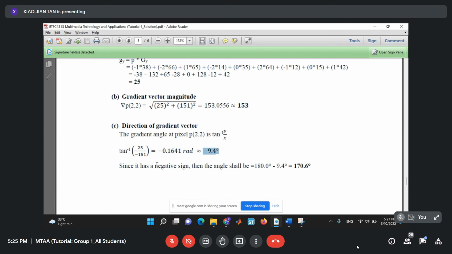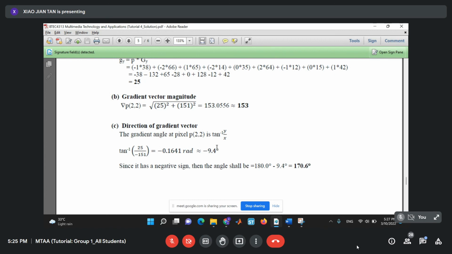Okay, so since it has a negative sign, the angle shall be 180 degrees minus 9.4. Before you go into the examination hall, make sure you know how to convert from radians to degrees. You are not able to access Google, and radian to degree is convertible in your scientific calculator, so you have to know how to do it.